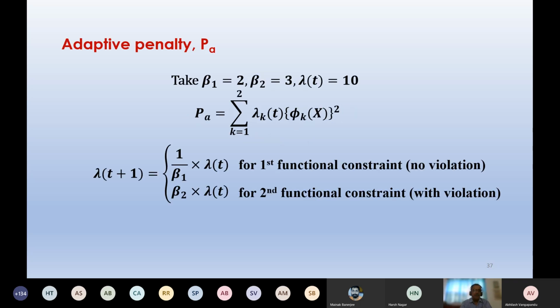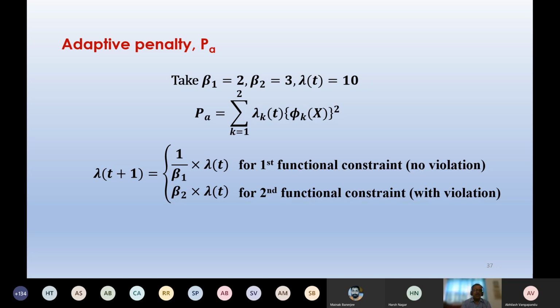Okay. Now I'm going to discuss how to find out the adaptive penalty that is denoted by PA. Now here for this adaptive penalty, let me take beta 1 equals to 2, beta 2 equals to 3, and initially let me take this particular lambda t equals to 10. So these are all user defined values. Are you getting my point? Now how to modify this lambda with the number of iterations, that I'm going to discuss.